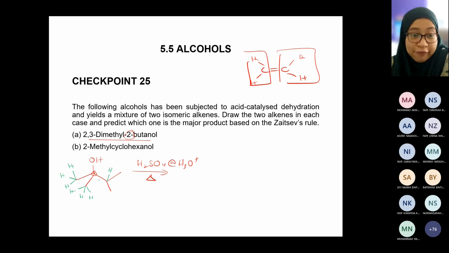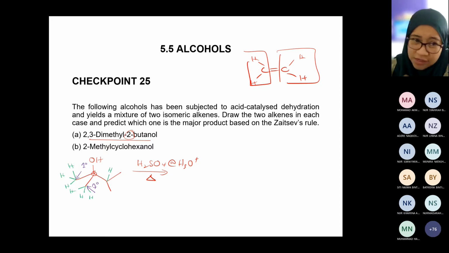So mana yang dia prefer? Okay, kita nak tahu prefer yang mana. Kita identify dulu dia punya degree of carbon. So this one is primary. Right? This one also primary. Primary kan? Kan dia form carbocation just now. Sangat tak prefer primary. Okay?